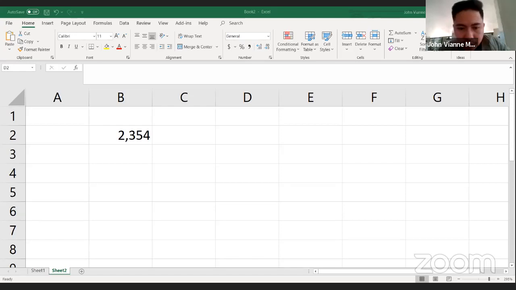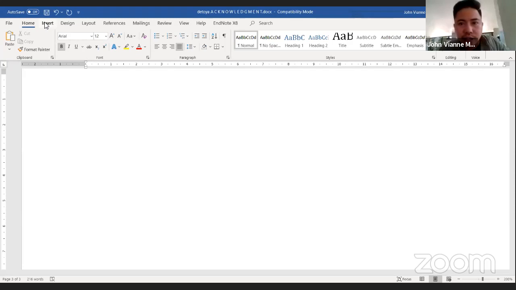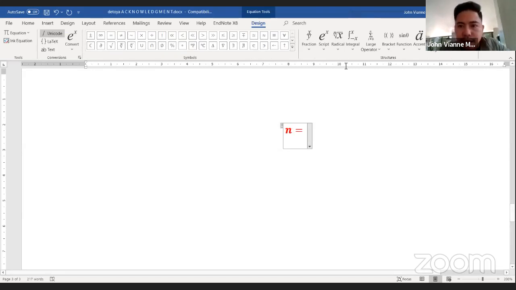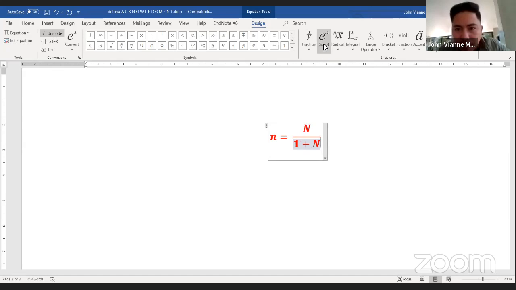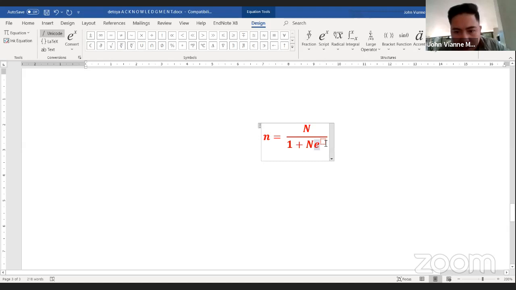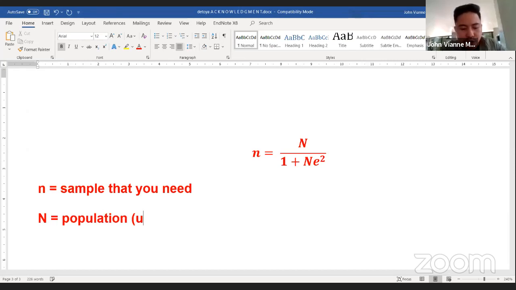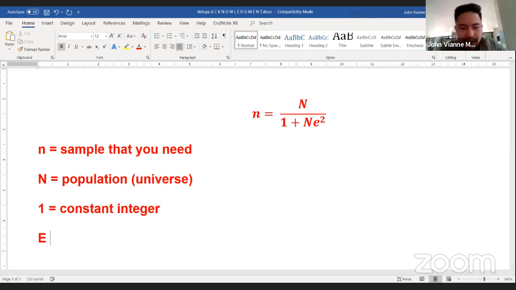Share natin, no? So we have, I'm going to insert an equation here. So we have small n equals, pupunta tayo dito sa fraction. Okay, small n equals big N over 1 plus big N times E squared. So that's the formula for computing the sample size, where small n equals the sample that you need. Big N is the population or the universe. And then 1 is a constant integer. And E equals the error term, marginal error.